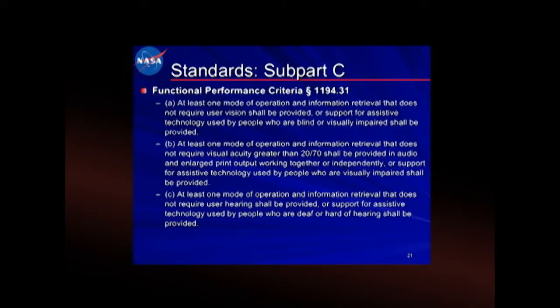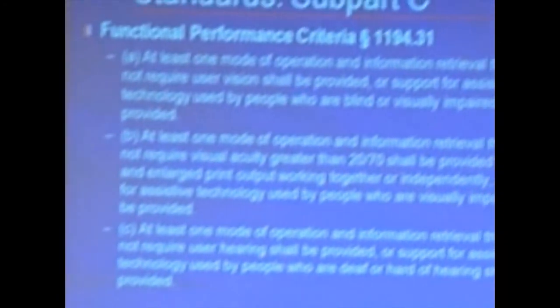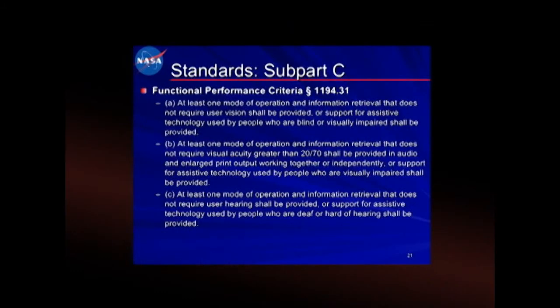Now, this standard subpart C, the functional performance criteria. Basically, if you've complied with all the technical standards and for some reason your website, whatever it is, is still not accessible, it's probably because these would still cover it. At least one, and I'm going to read through these. I'm going to read very slowly so that you get the gist of what it's saying, because honestly, if you listen to it, it's pretty self-explanatory.